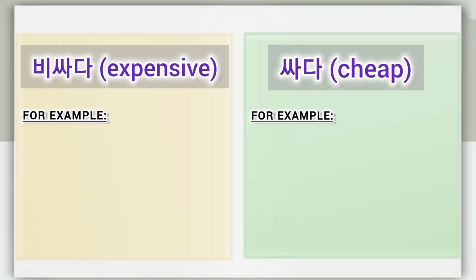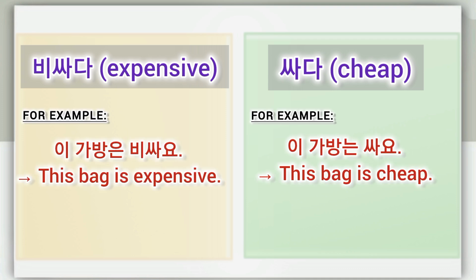For example, 이 가방은 비싸요. This bag is expensive. 이 가방은 싸요. This bag is cheap.